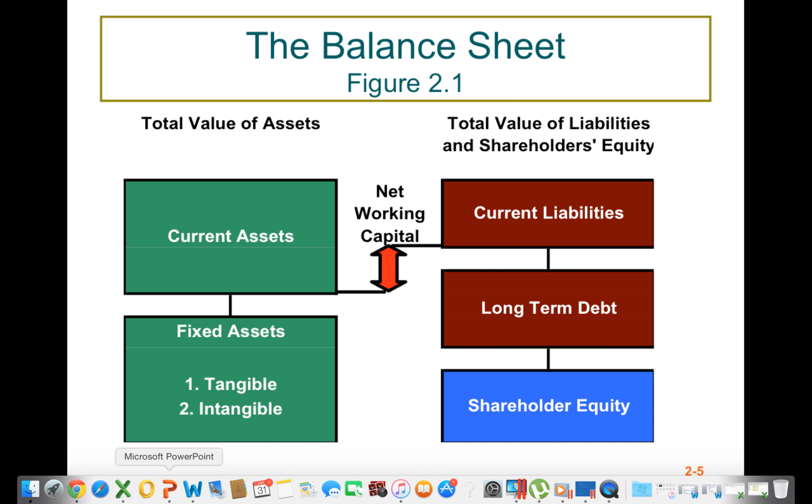As far as the liabilities go, current liabilities have a life less than 1 year. An example there could be accounts payable. You also have your long-term debt, which is debt that is not due in the coming year. And then you have your shareholders' equity, which is whatever is left over for the firm, that's going to go back to the shareholders.